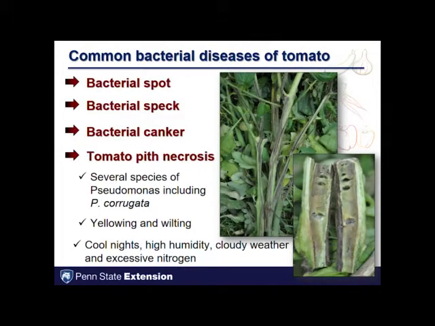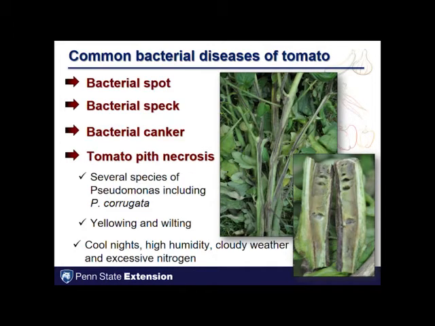So we have bacterial spot and speck and bacterial canker, which are the ones that we're primarily going to be focusing on today. The next one at the bottom there is tomato pith necrosis. It's also a bacterial disease. Pseudomonas corrugata is the pathogen, and it causes a yellowing and wilting and this black streaking that you see on the stems. It's a pretty distinct symptom.